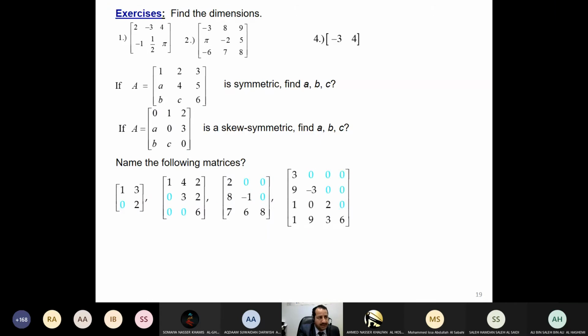Now let's see the exercises. First of all, tell me the dimension. What is the dimension of the first matrix?